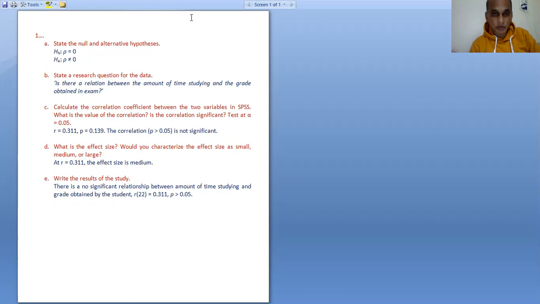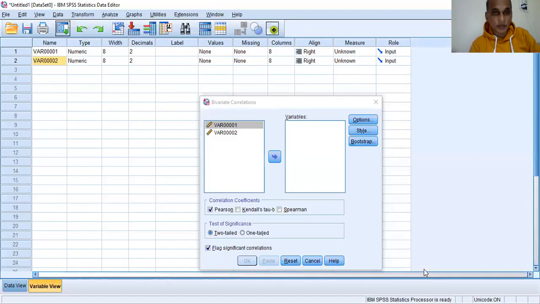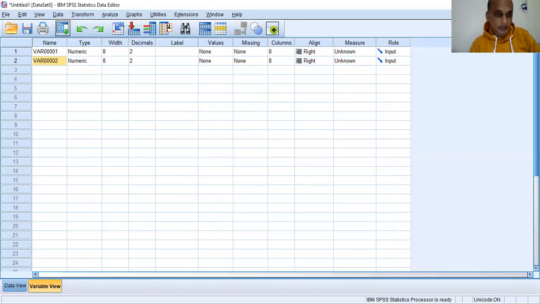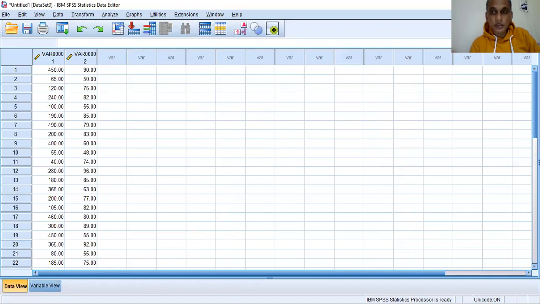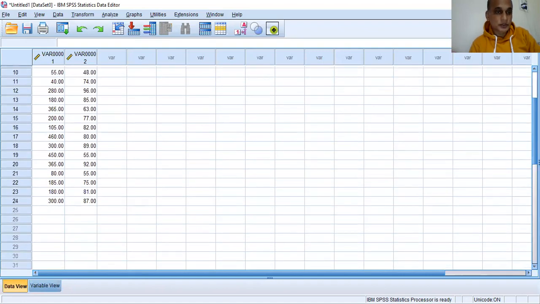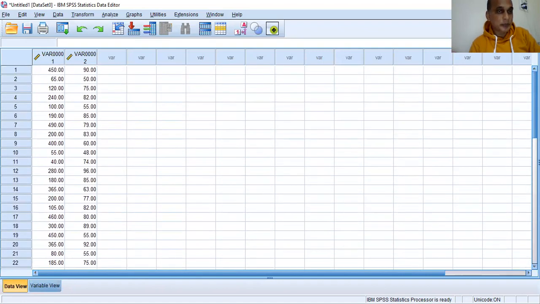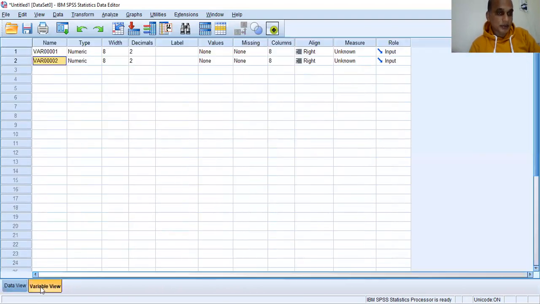We'll now be moving to our SPSS file where we have the data. I've already mentioned the data. This data is already with me here in the data view. So I've got the data. Now I will name the variables. Variable one for us is exam prep.